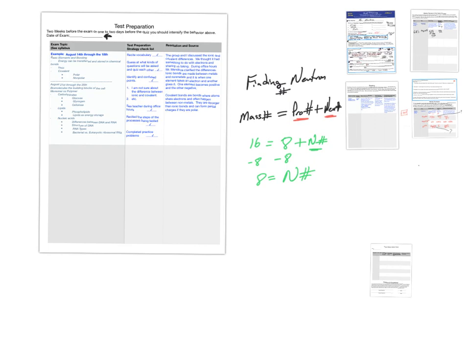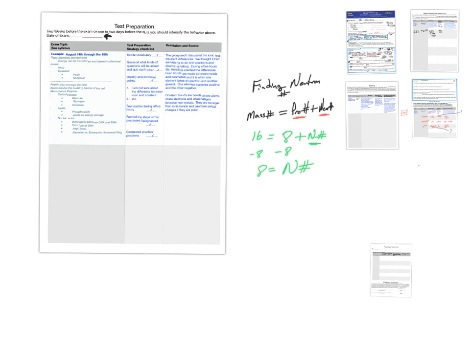So that's what you should be able to do during your practice problems. You should be able to walk yourselves through the process. So you can say, Jimmy, how did you find the neutron number? Well, you have to remember that mass number equals proton number plus neutron number. You fill in what you know, and then you solve for the rest. If he gives you the mass number and the proton number, then you can solve for the neutron number.